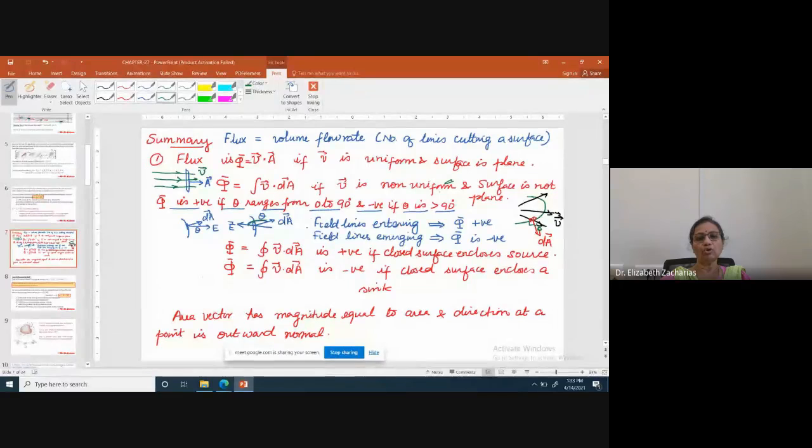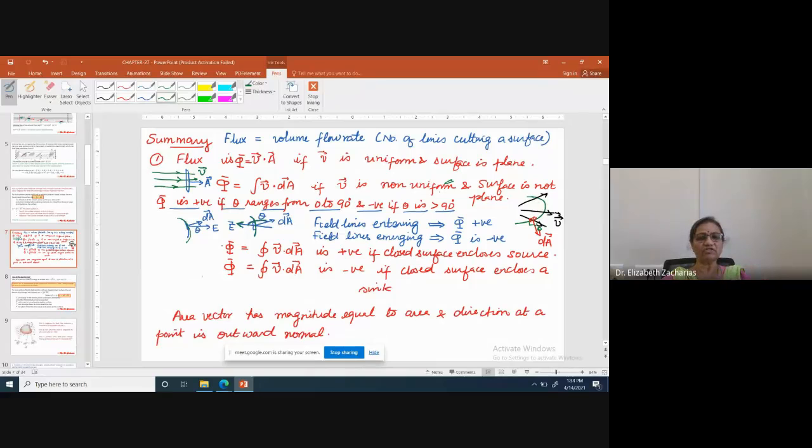Or you also see that in the first picture, the field is emerging out of the surface. Whenever the field is emerging out of the surface, flux will be positive. In the second picture, you see, field is actually entering the surface. And you can see that flux will be negative.